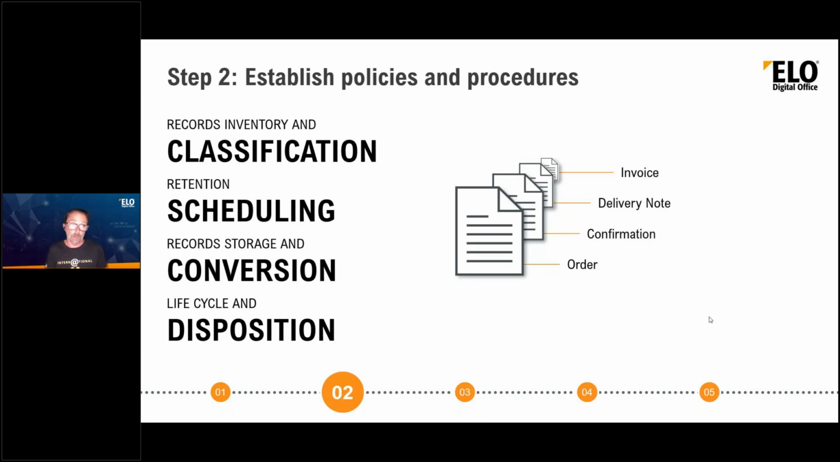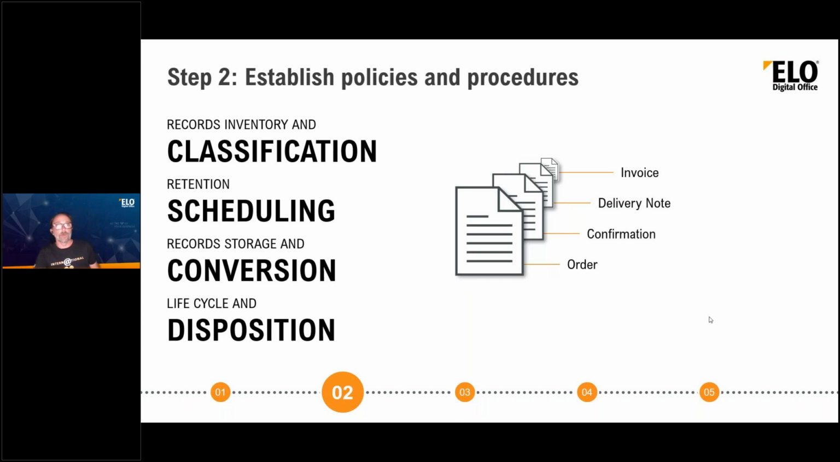Then we'll have to have a look at the retention scheduling, the records storage and conversion. How do we get them in there? Which formats should we file them in? And who should have access to the information as well? And then we'll have to have a look at the life cycle and disposition. This normally happens during a workshop where the business partner has a look at your existing documents, your existing records, and defines some policies and procedures: how the records are created and for how long we have to preserve them.